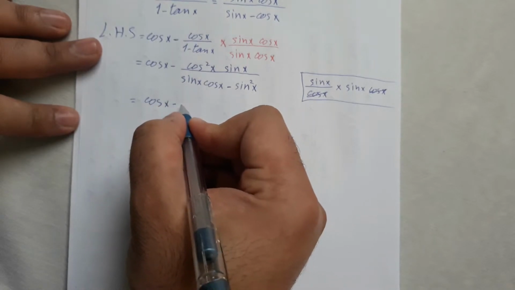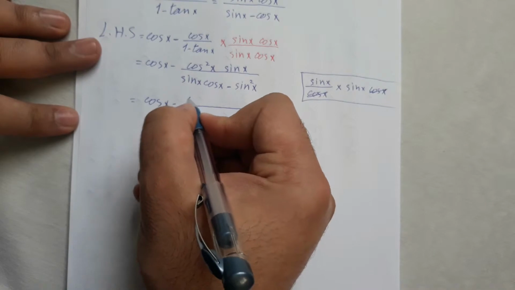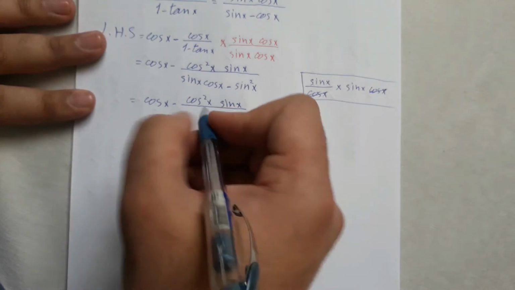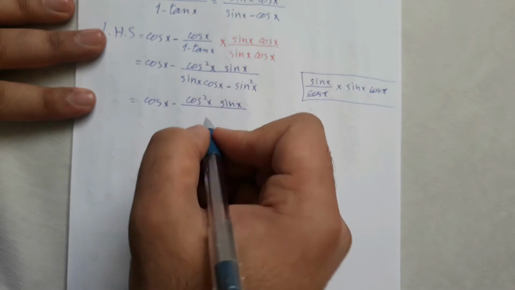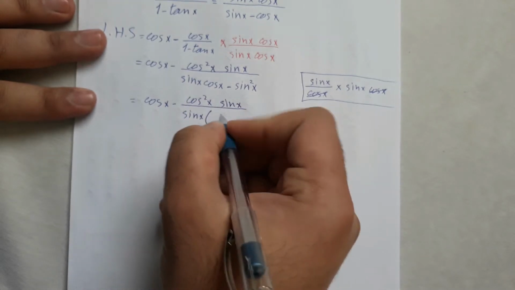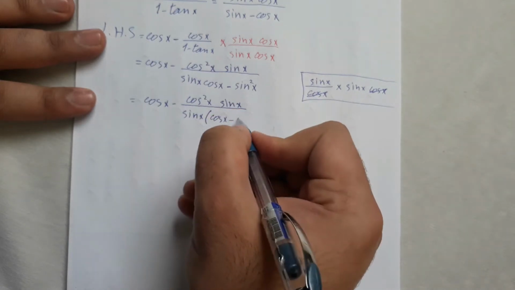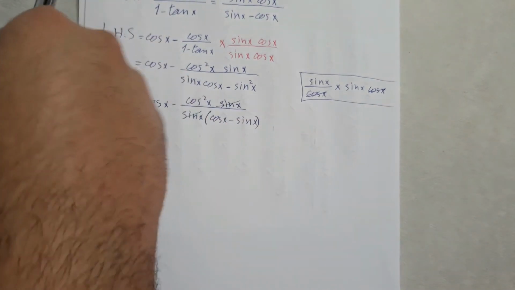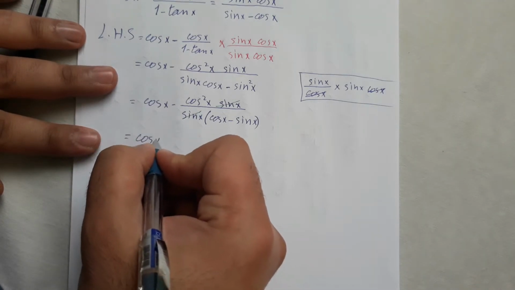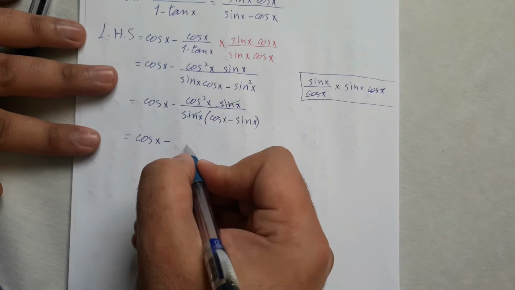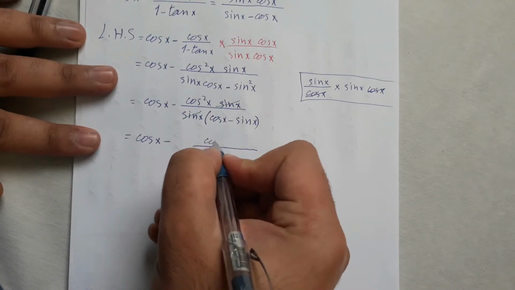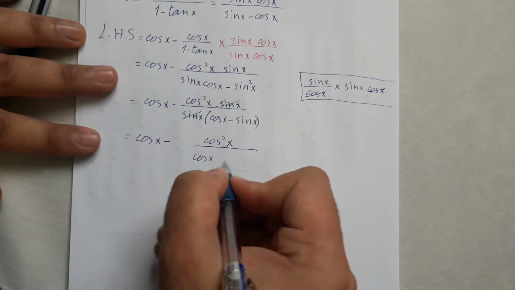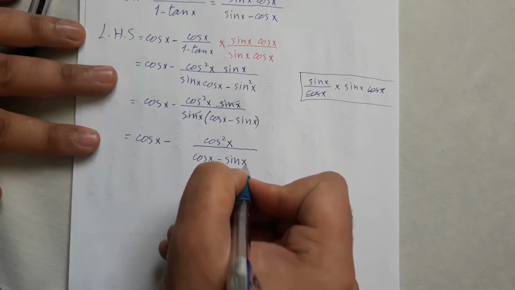Cosine x minus cosine squared x sine x. In the denominator of this fraction, take the sine as a common factor. Sine x multiplied by cosine x minus sine x. Now we can cancel this sine with this one, and we get cosine x minus cosine squared x over cosine x minus sine x.